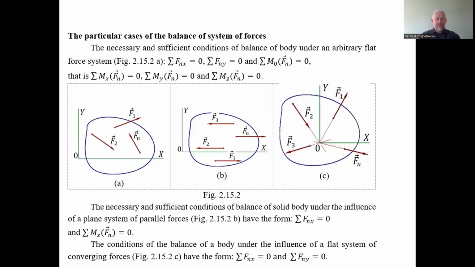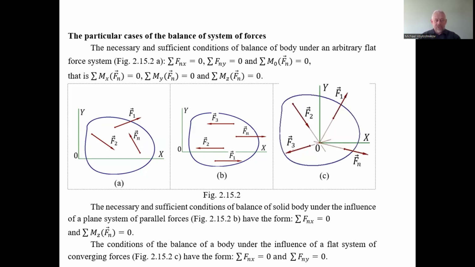Next, a particular case of the balance of a system of forces that can be considered is the flat system of forces. Very frequently we have flat systems of forces in mechanics, in the main issues of mechanics, like finding the support reactions and finding the balance equations in statics and mechanics.